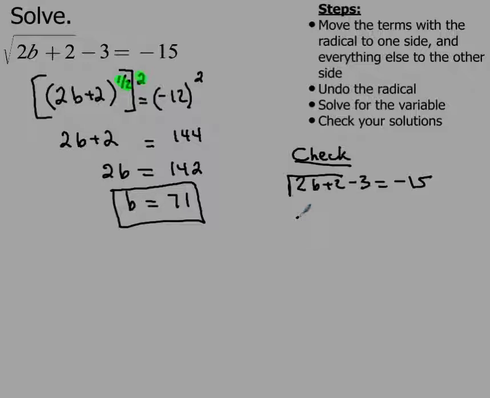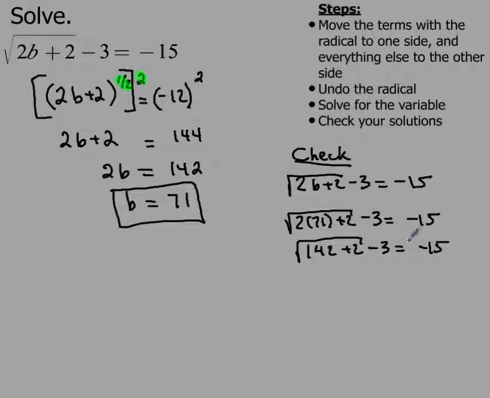So if we put in 71, so 2 times 71 plus 2, all that underneath the square root, and then minus 3 equals negative 15, and then 2 times 71, that is 142, then plus 2, all that, and then minus 3 equals negative 15, and then 142 plus 2 is 144, I'm thinking ahead here. Square root of 144 minus 3 equals negative 15, and then square root of 144 is, of course, 12. 12 minus 3 is 9 equals negative 15.